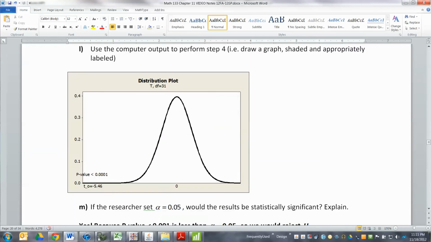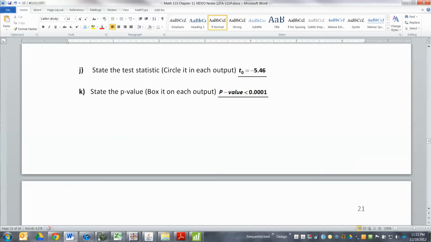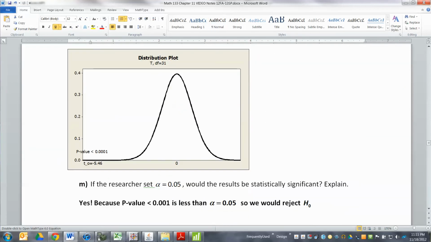Okay, so now we got to do step 4. So you draw a normal curve. You're going to have to make it go out pretty far because your test statistic is at negative 5.5, honestly. So you got to go out to 5 standard deviations from the mean, which is really far, way out here to the left. And the p-value for that is really small, less than 0.0001. So you draw a curve, a t-curve. You extend it out a ways on the left here to get that test statistic in there.